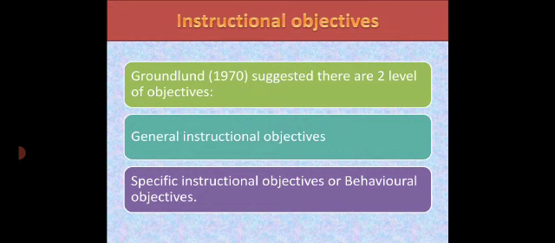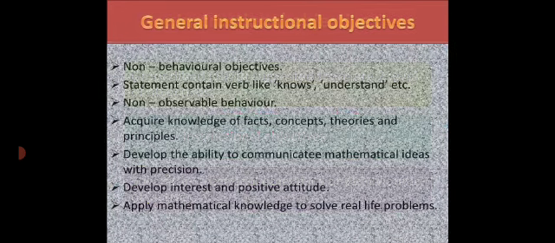Gronlund in 1970 suggested two levels of objectives: general instructional objectives and specific instructional objectives, or specific behavioral objectives. Let me see them one by one. A general instructional objective is a non-behavioral objective, and its statement contains verbs like knows, understands, etc. It means acquiring knowledge of facts, concepts, theories, and principles.